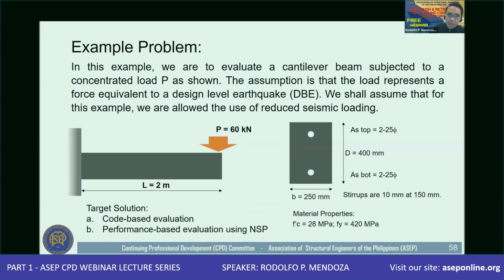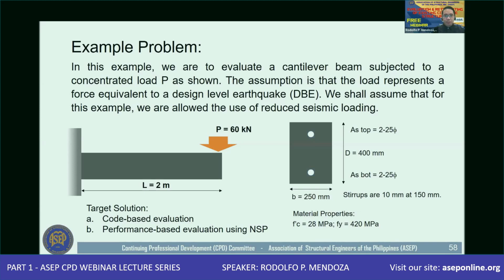In this example, we are to evaluate a cantilever beam that is subjected to a concentrated load P. The assumption is that this load already represents a force equivalent to a design level earthquake, DBE, so it is already reduced by R. We shall assume that for this example we are allowed to use reduced seismic loading. Therefore, the work that we are conducting, for example, is a repair, because repair work, according to IEBC, allows you to use reduced seismic load.